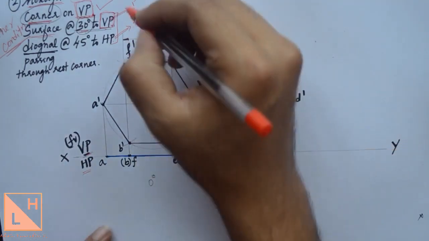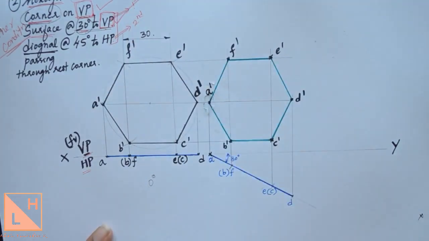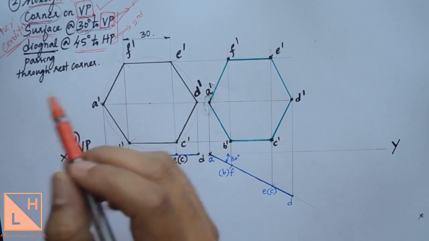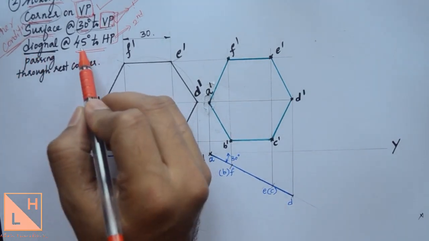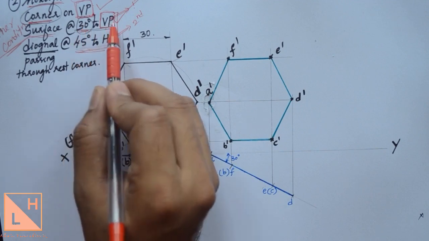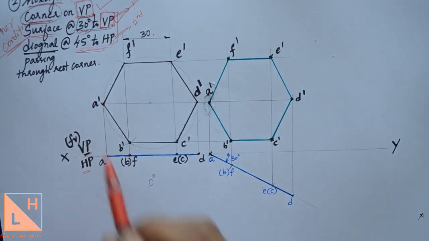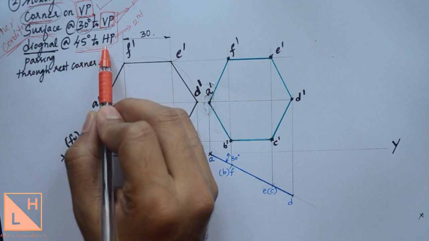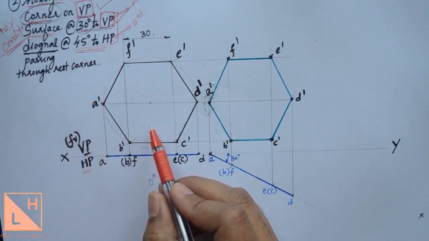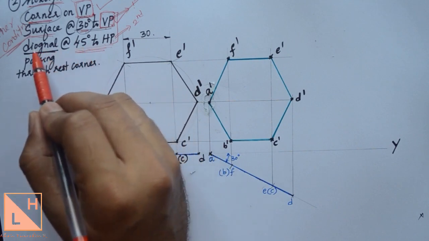So now we are done with one of the conditions, that is the first condition. Next we'll move on to the second condition, which says that the diagonal is inclined at 45 degrees to HP. As I've told you, if you have an angle with VP, you draw it on HP. If you have an angle with HP, then you have to draw it in VP. VP in the sense above the line. So above the line, you just need to select the diagonal.